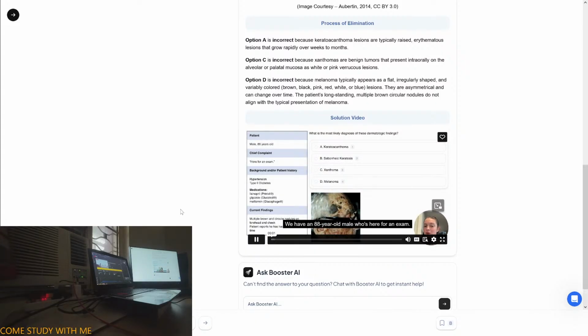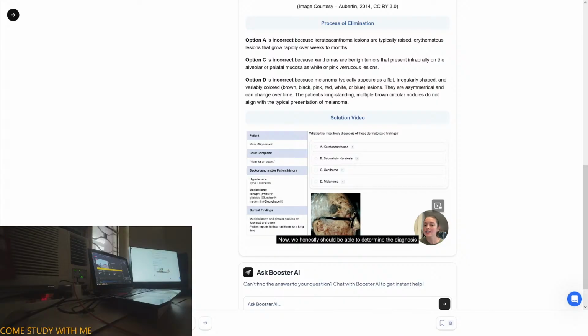We have an 88-year-old male who's here for an exam. He has hypertension, type 2 diabetes, he's taking some medications, and we notice multiple brown and circular nodules on the forehead and cheek, and the patient reports he's had them for a long time, and we can see in this image how clearly they are presenting. And we're asked what is the most likely diagnosis of these dermatologic findings.